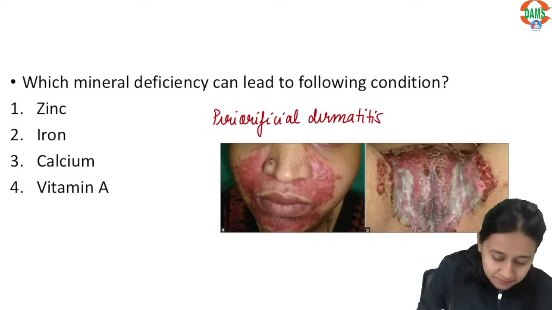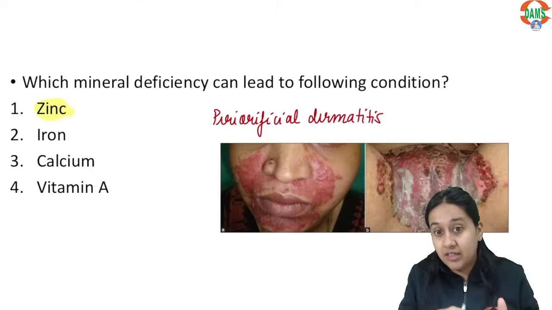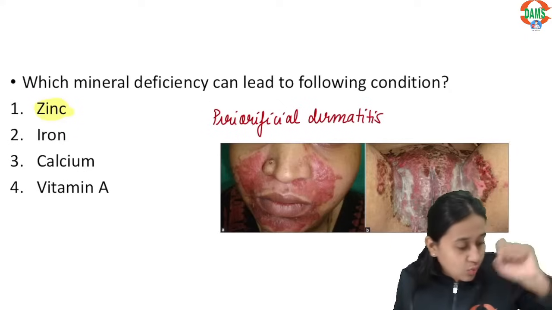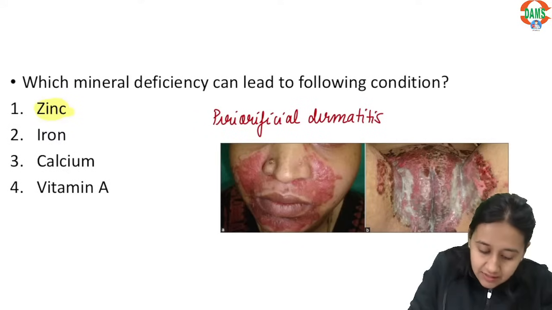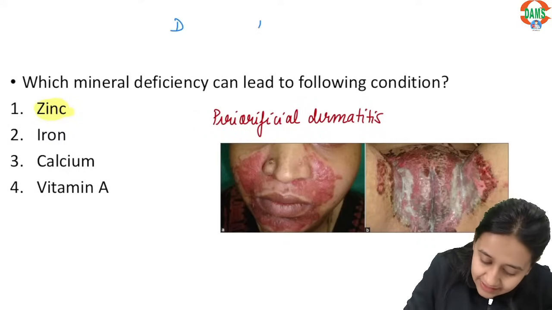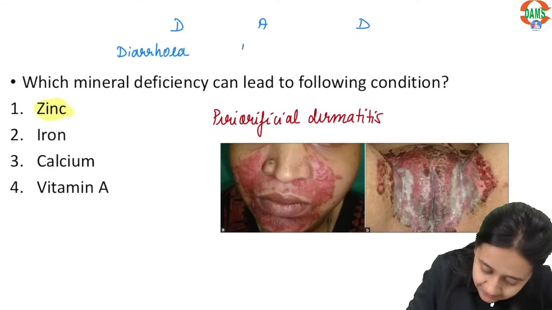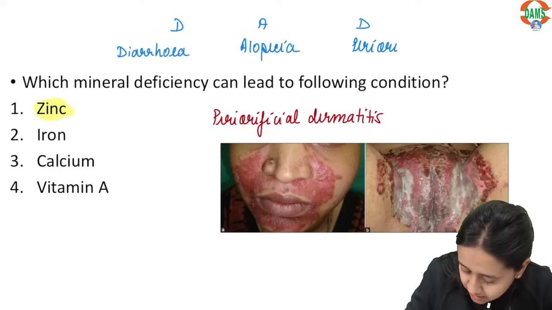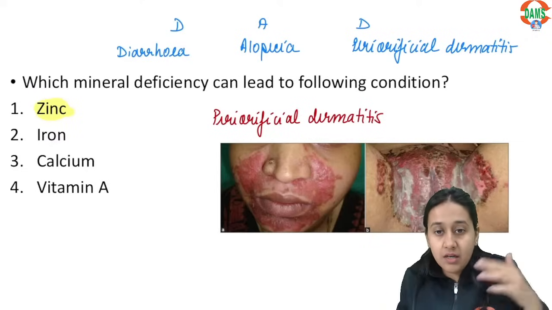This is a patient of acrodermatitis enteropathica if it is congenital, or he can be an acquired zinc deficiency patient. What is the classical triad? Can anybody tell me? The mnemonic is DAD, D-A-D. So you have diarrhea, you have alopecia, and you have peri-orificial dermatitis. This question was recently asked in, I think, the FMGE exam. A little different from this one, but yes, a similar question.